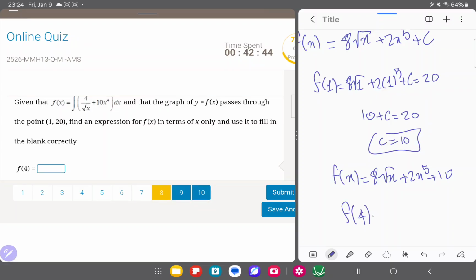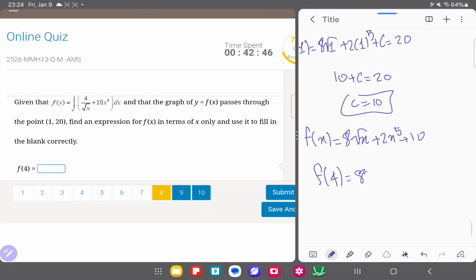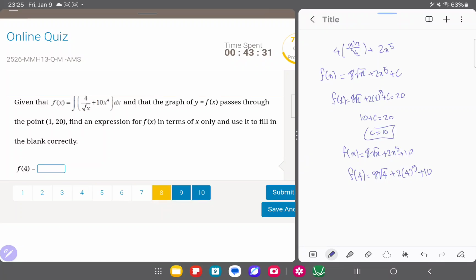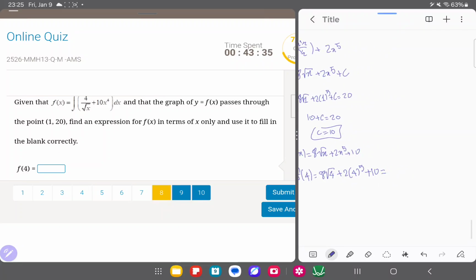Now you plug in 4. You get 8 square root of 4 plus 2 times 4 to the power 5 plus 10. Now I'll put this on the calculator, and I get 2074, but I think that's wrong. Let me just double check. No, wait, it is correct. So it is equal to 2074.